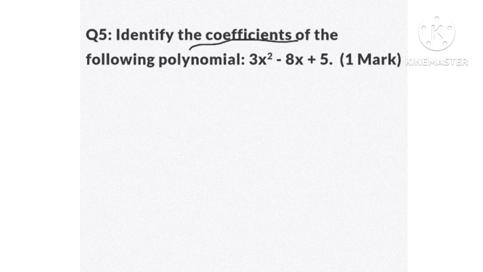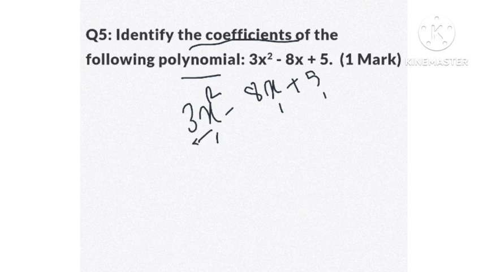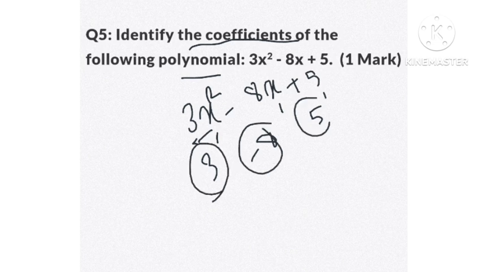Identify the coefficients of the following polynomial: 3x square minus 8x plus 5. What is it asking? Identify the coefficients. And how can we identify them? The constant value next to the x is known as the coefficient of the polynomial. So next to the x is 3, then minus 8 and 5. Okay, so our answer will be 3, minus 8 and 5. So these are the coefficients of the following polynomial.